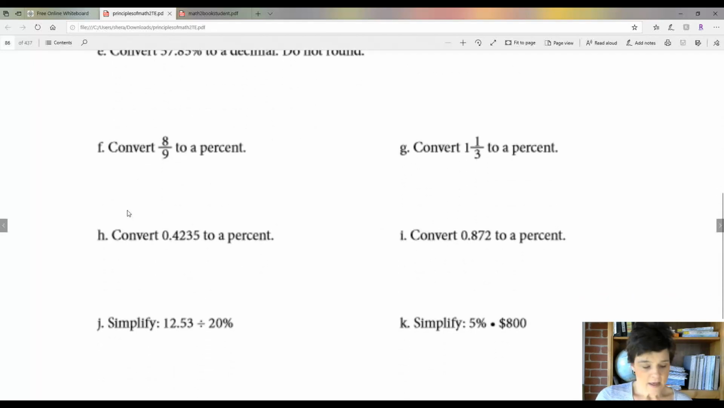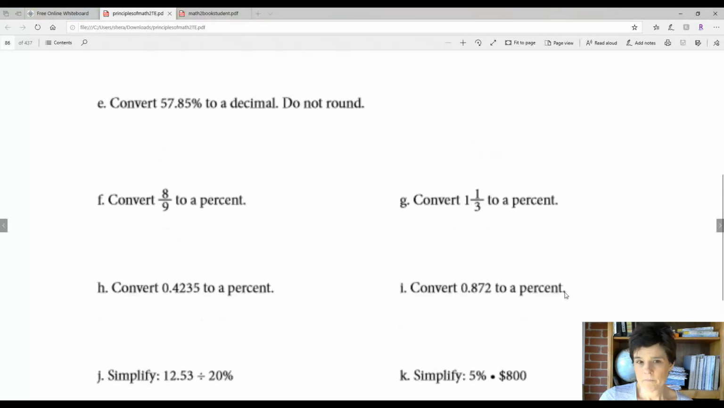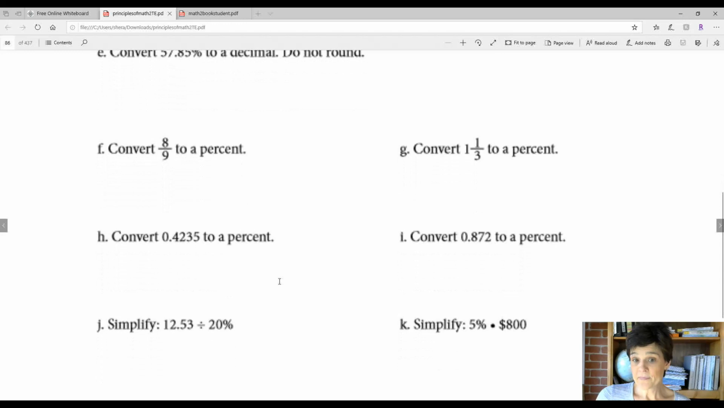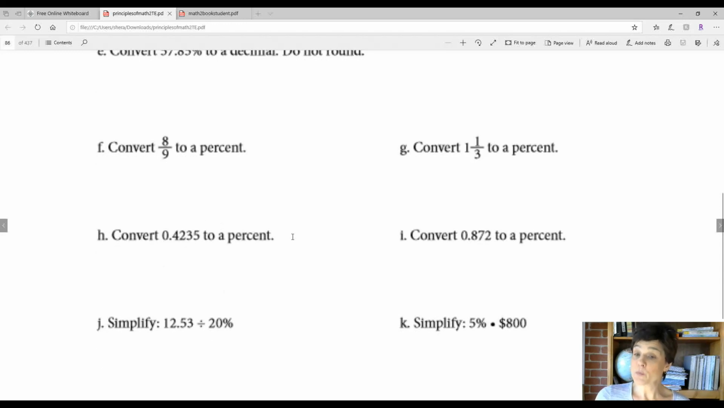Now on F, it wants you to convert 8/9 to a percent. This one you're going to divide, so it's basically 8 divided by 9. Obviously, you can use your calculator. You're going to convert that to a percent now, so when you get your answer, you're going to have to move the decimal 2 places to the right because you're making it into a percent from a decimal. Now on this one, you're going to need to make it improper and then do the same thing you did here.